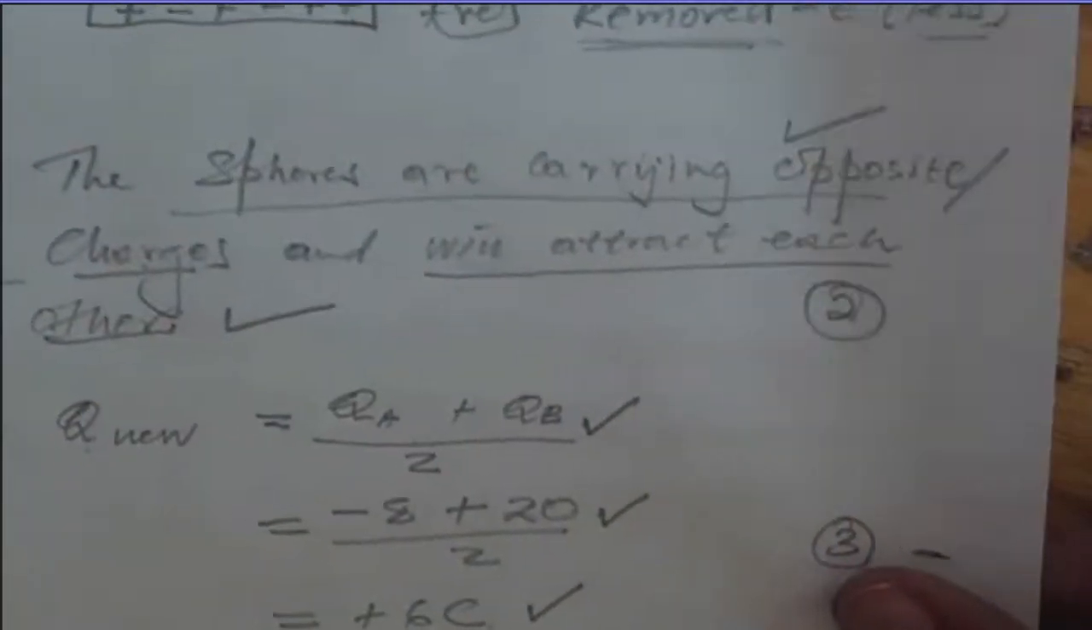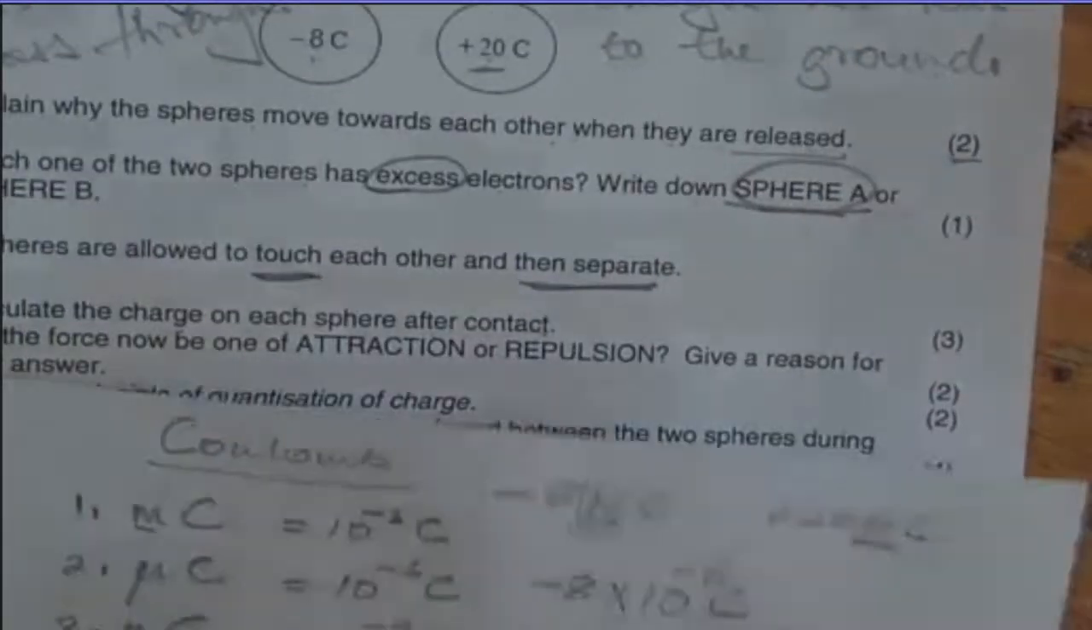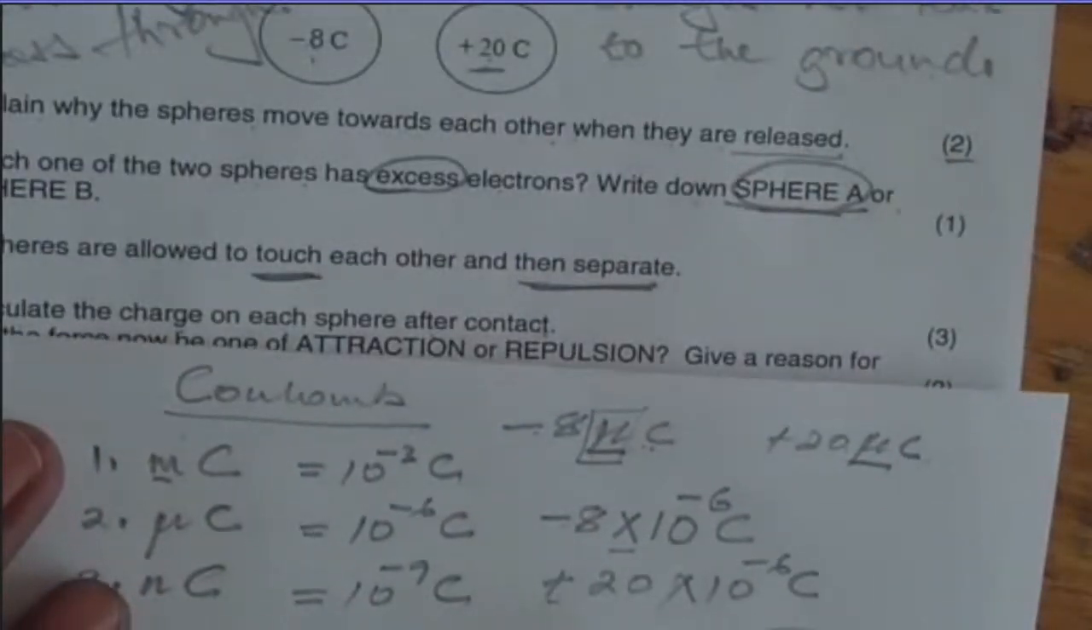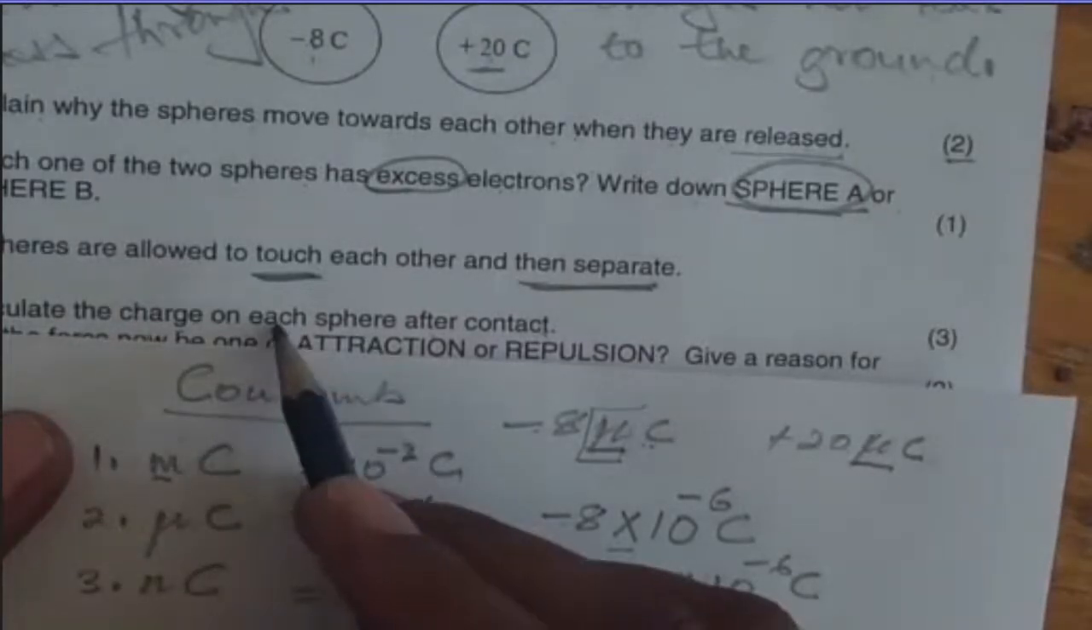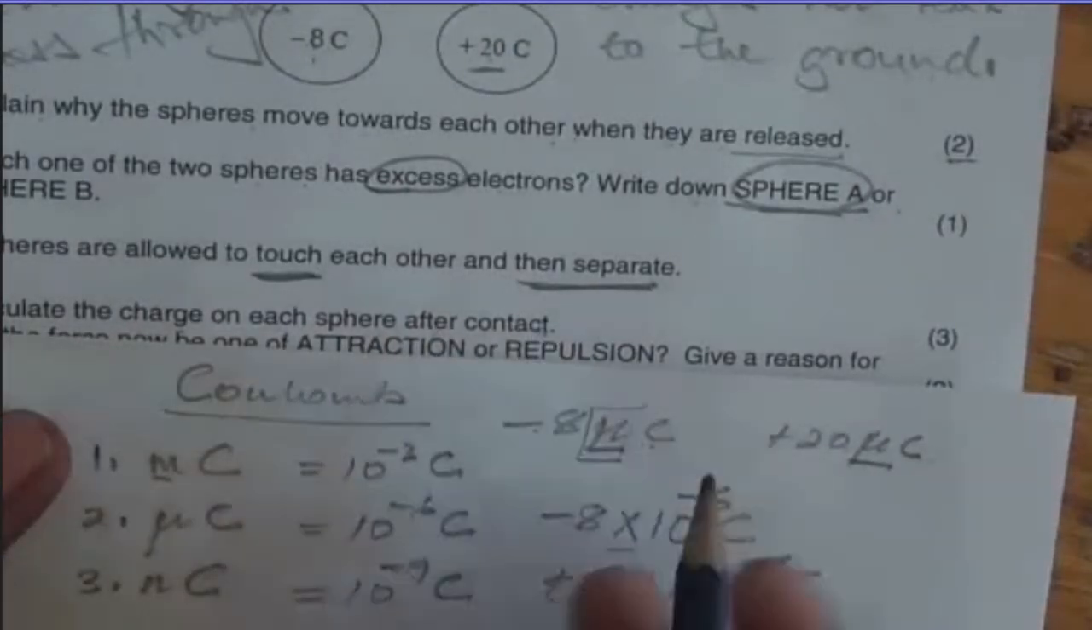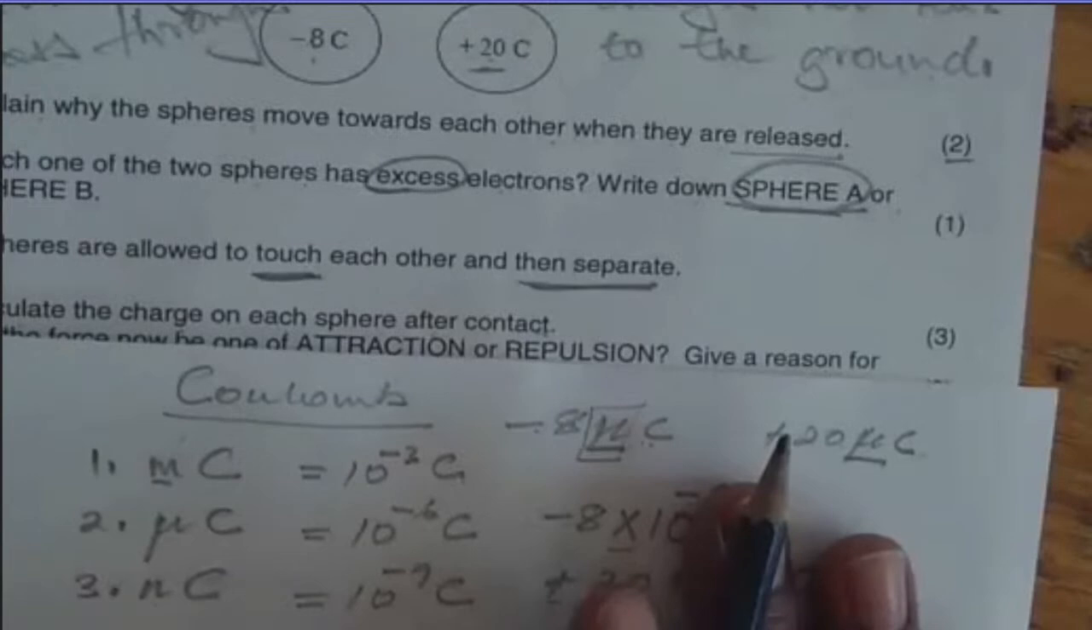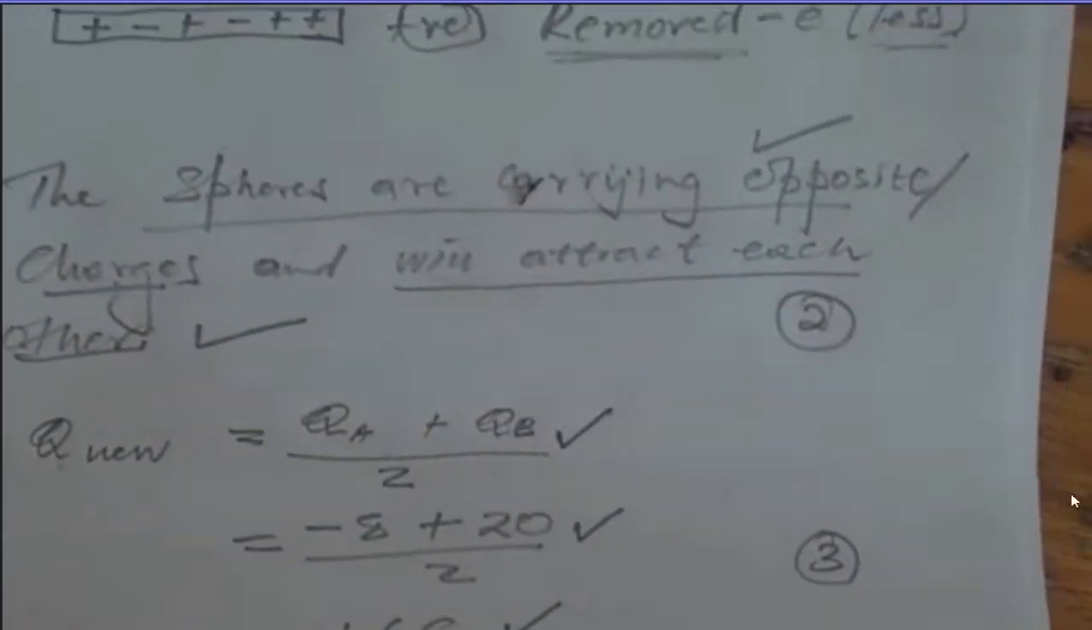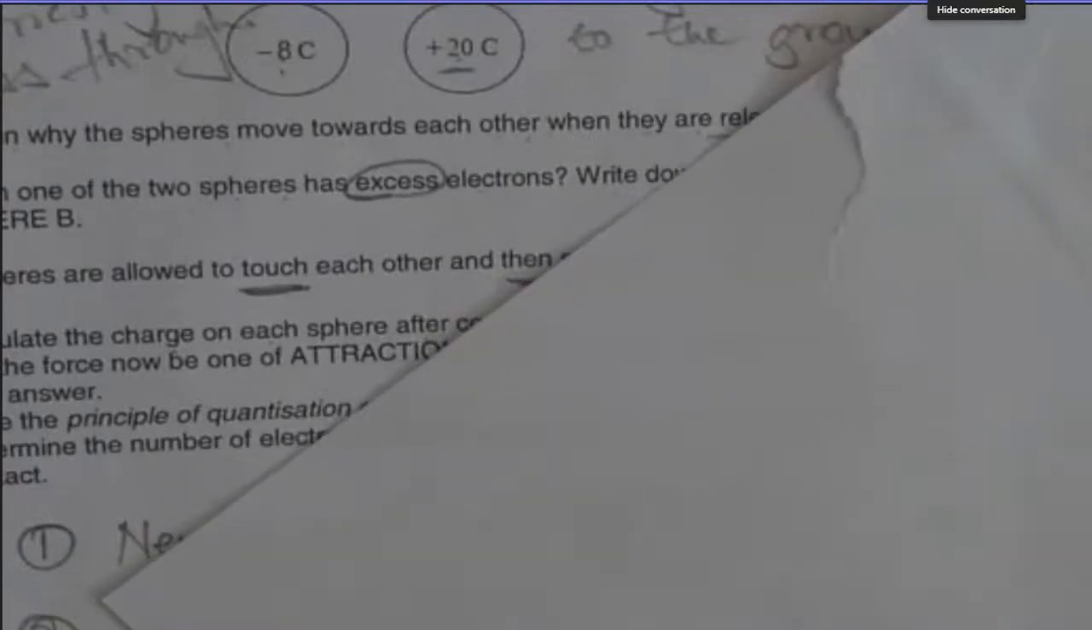All right, so that was the question: calculate the charge on each sphere after contact. Meaning after contact, each sphere is going to carry positive 6 microcoulomb. After they made the contact, each sphere is going to carry positive 6 microcoulomb.